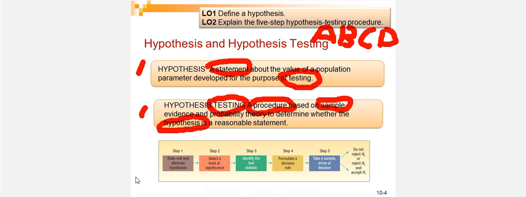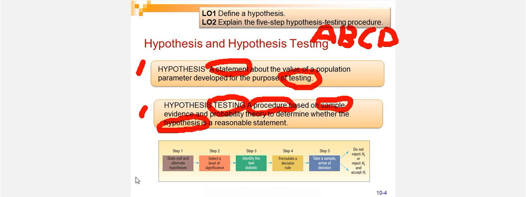Step number one, kita minta Lian. Ada, sir. Willy. Okay, what is step number one? Boleh baca? Ya, boleh.